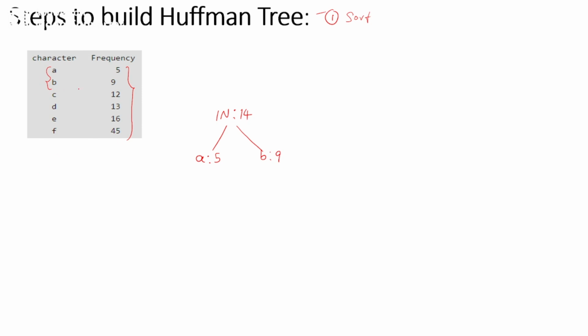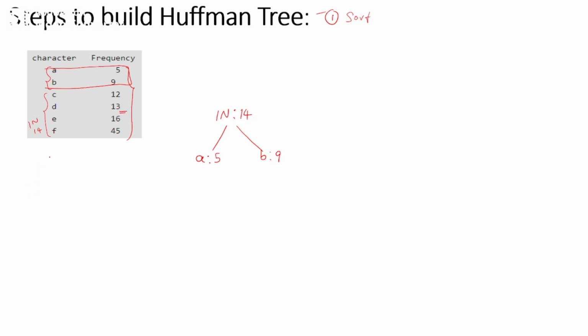Now, instead of these two, which I have already used, I am going to eliminate them and take the remaining 4 along with the inner node. The inner node has frequency 14, so 14 will come after 13.